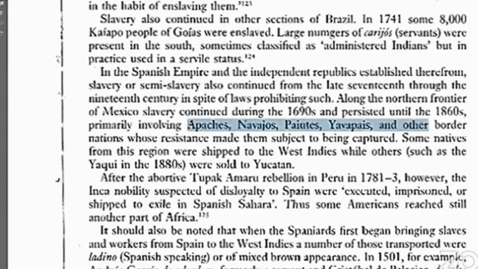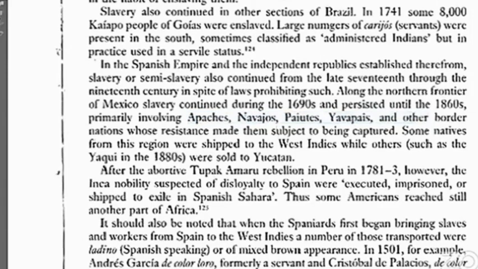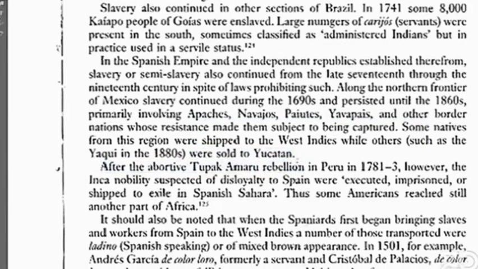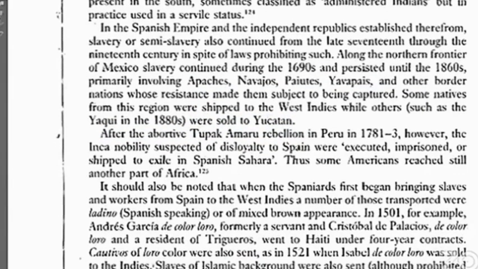Again, you saw all these tribes, right? Apaches, Navajos, Pauitis, Javapais. Some of these were shipped where? To the West Indies. Who's arriving at the West Indies? Not Africans. More American natives. While others, such as the Yaqui in the 1880s, were sold to Yucatan. The Yaqui ended up in the Yucatan, Mexico.